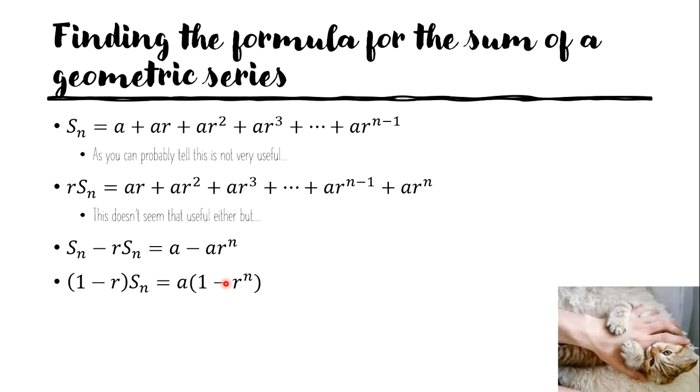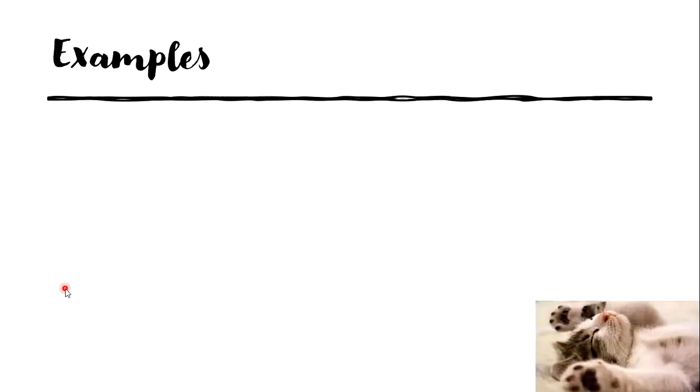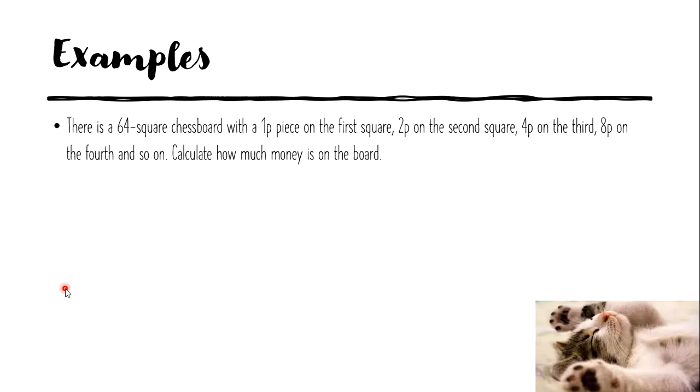So what you can do is take out a factor of 1 minus r from the left-hand side and 1 minus r to the n from the right-hand side. And then, if you divide by 1 minus r, you're left with the sum of n. So this is our formula. I believe it's in the formula book, so you don't need to worry about memorising it, but that's the formula you need to know.